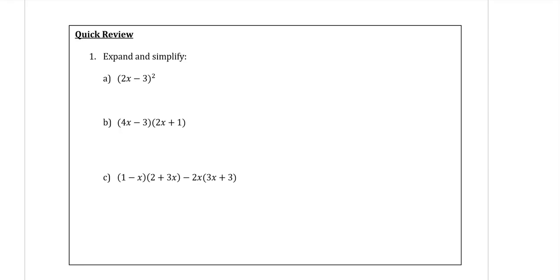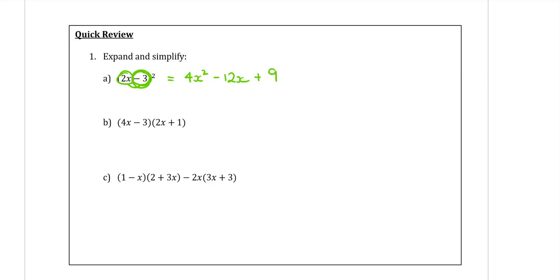Now to do this with the short method, you want to times the 2x by itself. So 2x times 2x is 4x squared. Then you want to times the 2x with the minus 3 and double it. So 2x times minus 3 is minus 6, and minus 6 doubled is negative 12x. And then finally, you want to do the minus 3 times itself. Minus 3 times minus 3 is a positive 9.